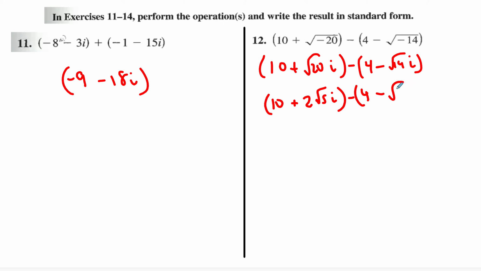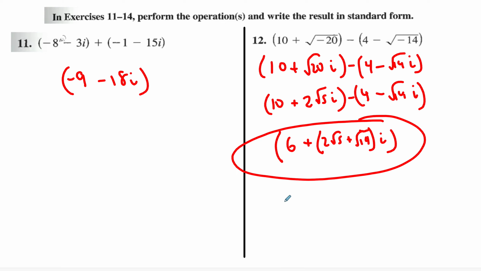Okay, so we've got ourselves in a bit of a quandary here. So we solve this by, well, 10 minus 4. That's easy, that's 6. 2 root 5 minus a negative, so plus root 14. Plus 2 root 5 plus root 14i. Okay, not too much of a quandary. A mess, but not too much of a quandary.